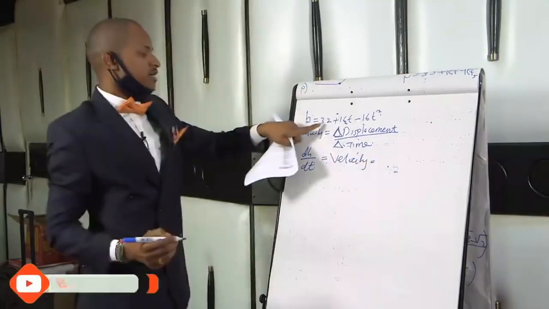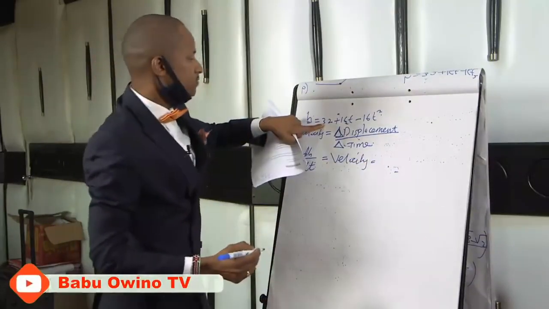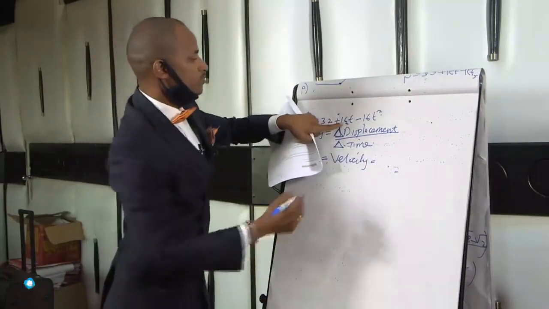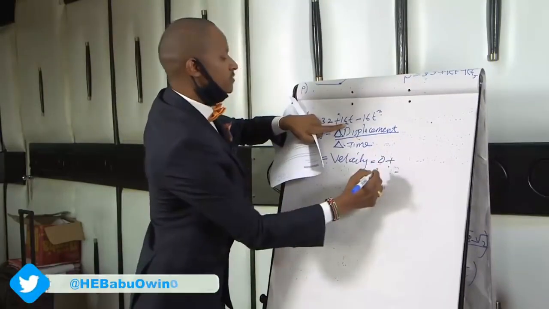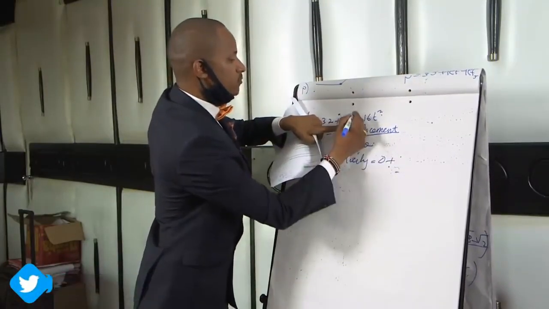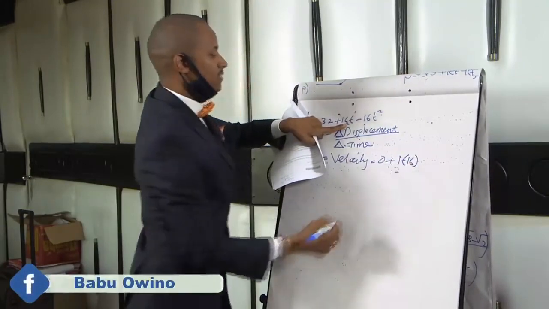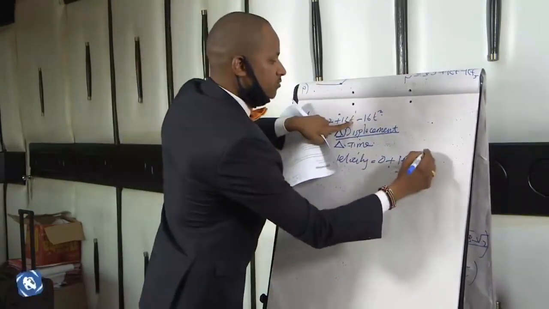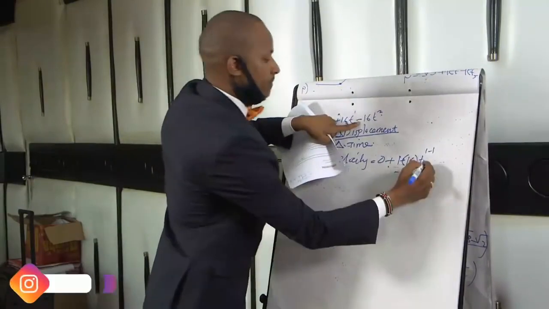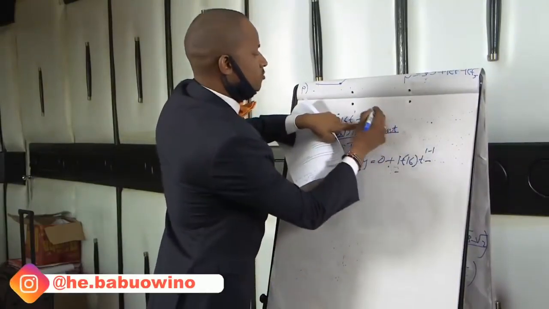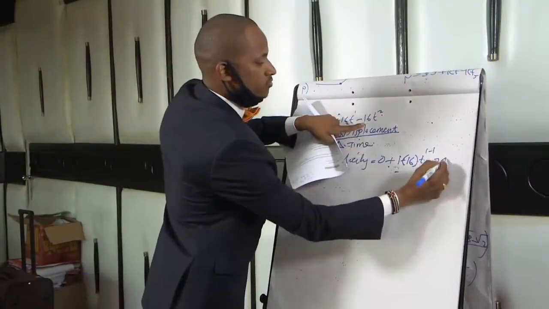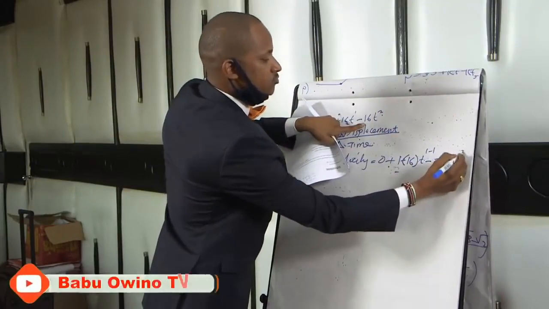When you differentiate 32, you get 0. Plus, when you differentiate 16t, you drop the 1 down. That is 1 into 16. You multiply by the constant. Then t to the power of 1 minus 1. Minus, you drop 2 down. That is 2 into 16, and t to the power of 2 minus 1.